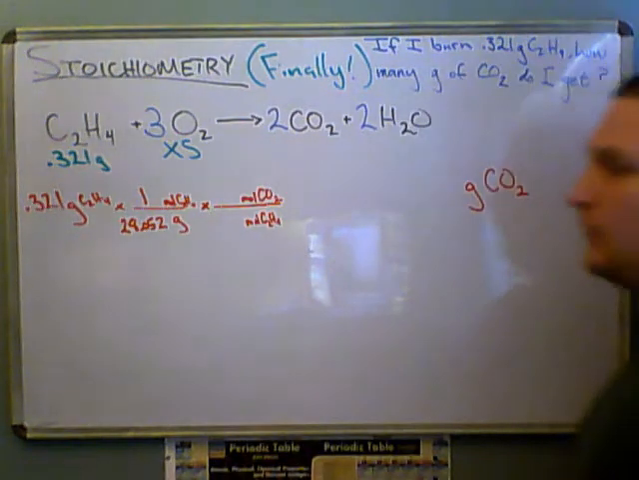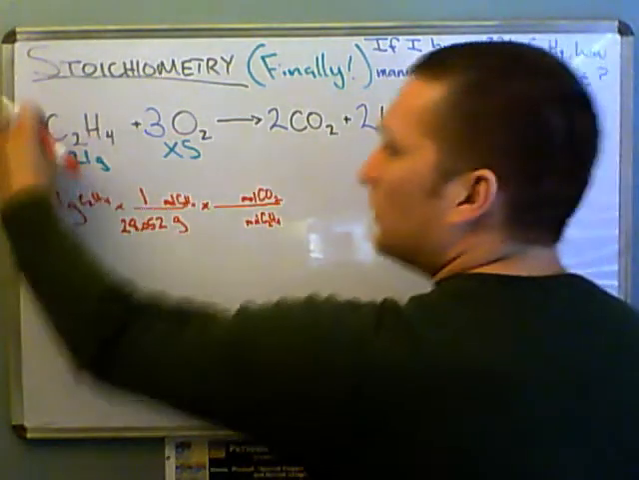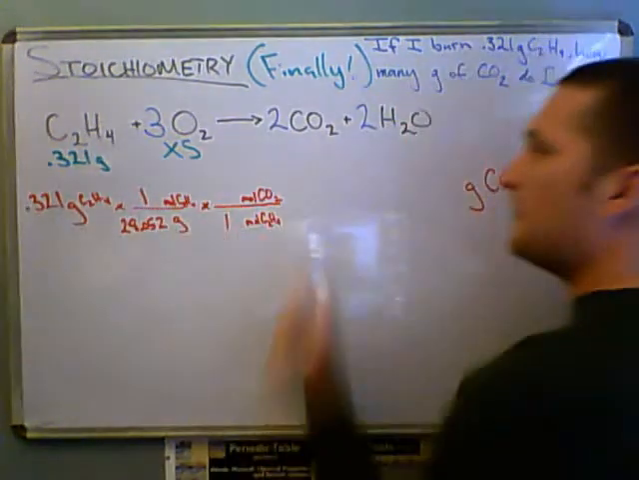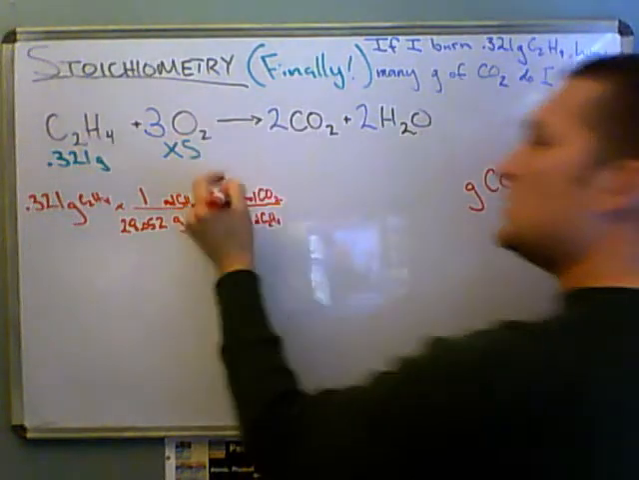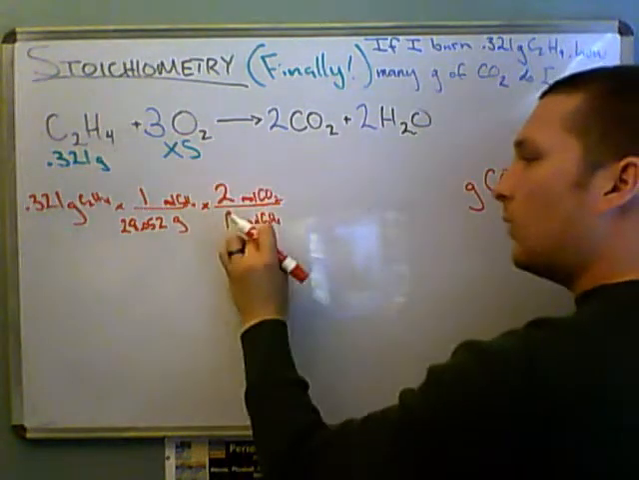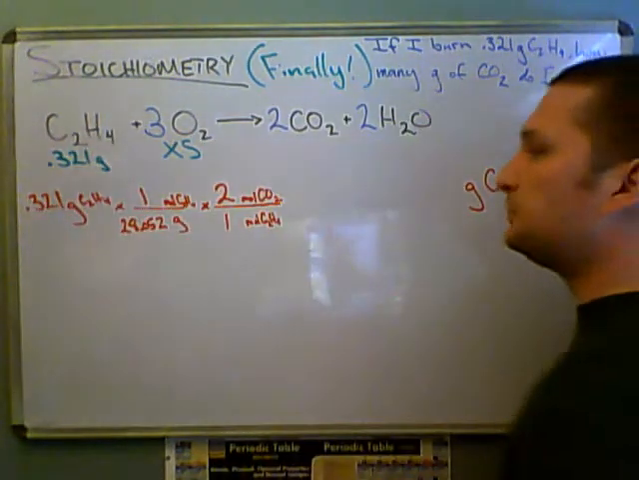Now what's the conversion ratio? Well, for that we're going to look at these coefficients. Now this one doesn't have a coefficient, so it's assumed to be 1, so I'm going to put a 1 there. This one is 2. And does that make sense? Yeah, because every 1 mole of this, you're going to get out 2 moles of that. That's what the equation tells you.